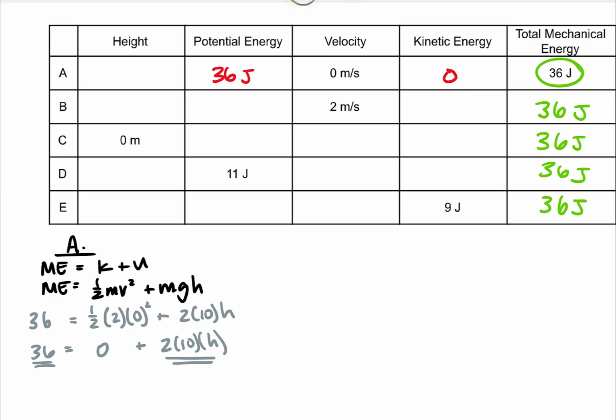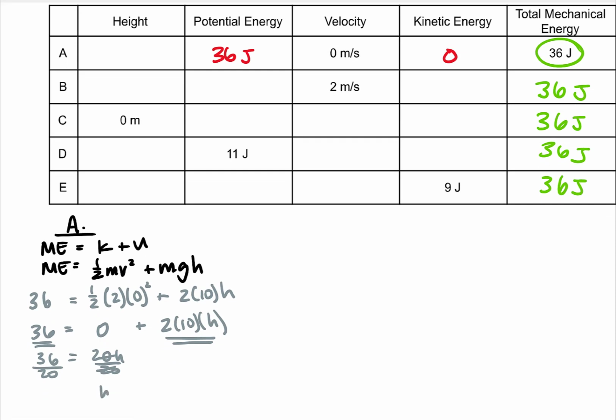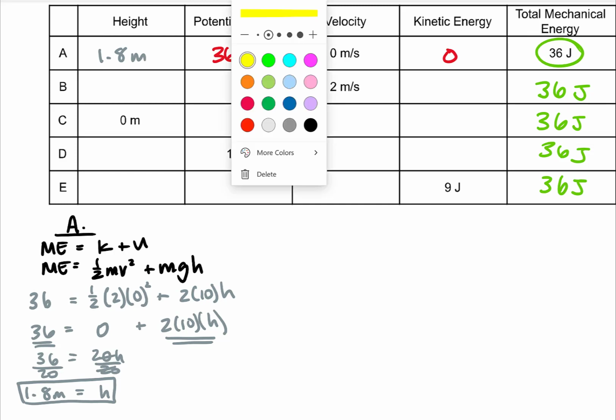And then I can go ahead and solve for the height. I've got 36 is equal to 20h. Divide both sides by 20. And that gives me the height at A is equal to 1.8 meters. That's my height at A.